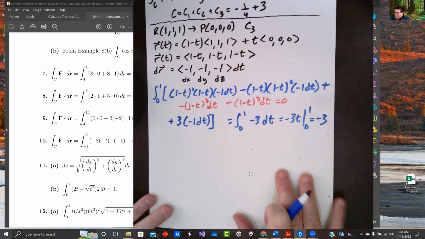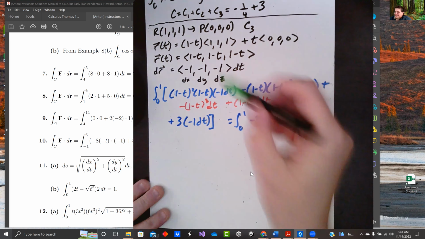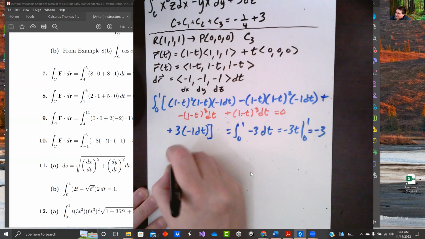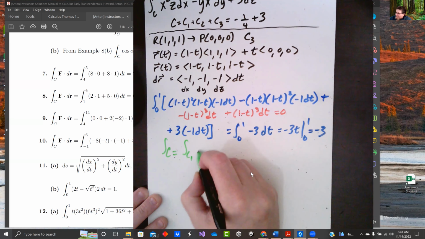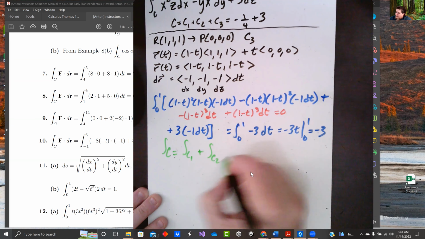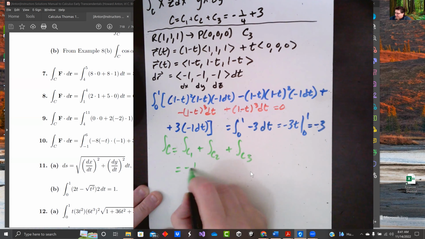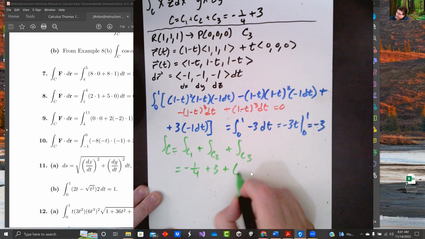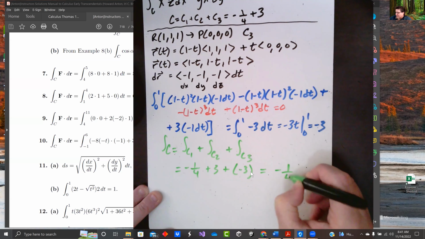All right, so we got our curve up there. Those aren't actually our curves. This is the integral along those curves. That's what the C means. So the integral along C equals the integral along C1 plus the integral along C2 plus the integral along C3. That's -1/4 plus 3 plus -3, which we just found. So the entire integral was -1/4.